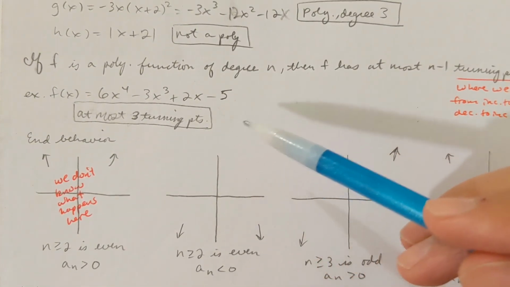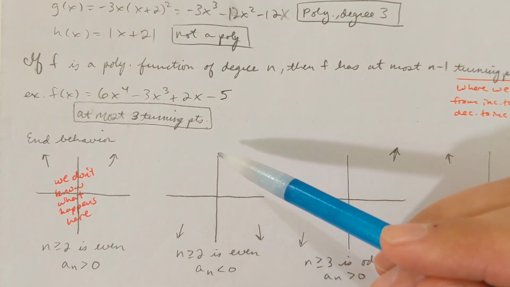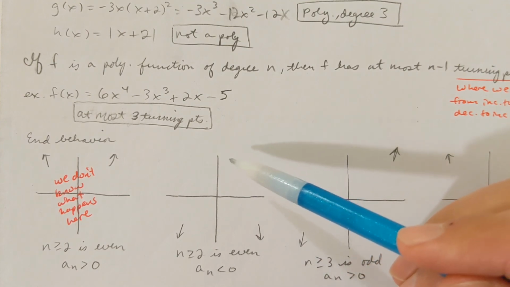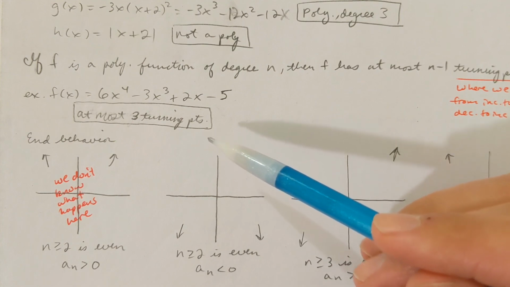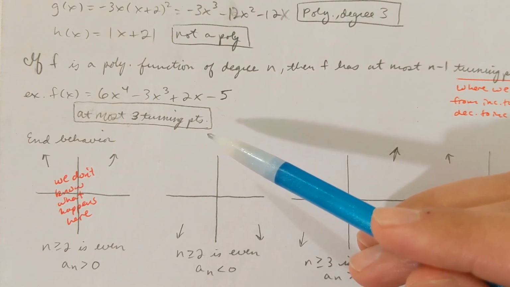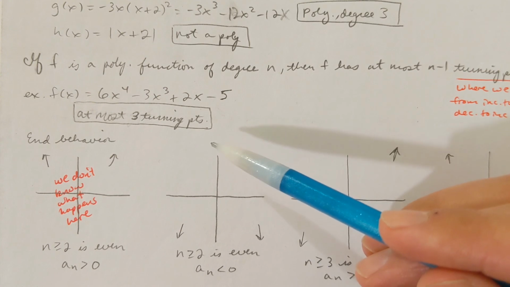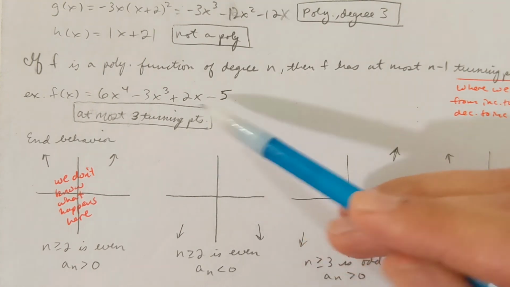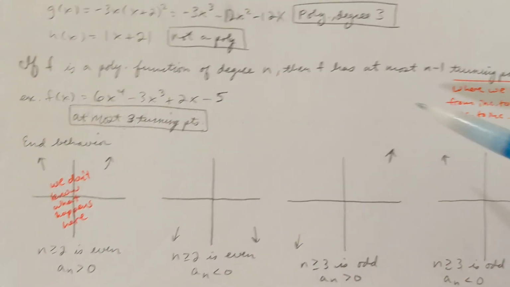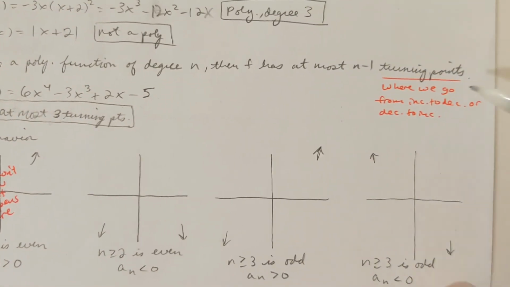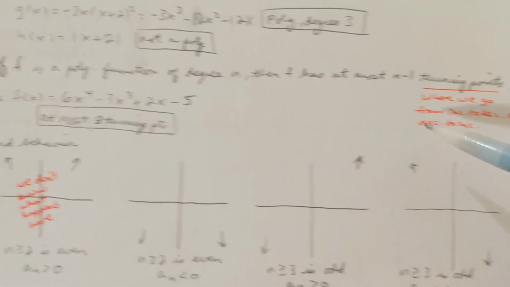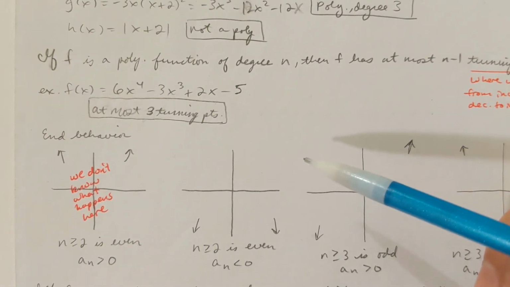Now, careful how we word that. At most 3 turning points means that we're not going to have any more than 3 turning points. There may be 3 turning points, there may be only 2 turning points, there may be 1 turning point. There's not going to be none, because otherwise we'd have a line. Turning points are where we go from increasing to decreasing or decreasing to increasing.